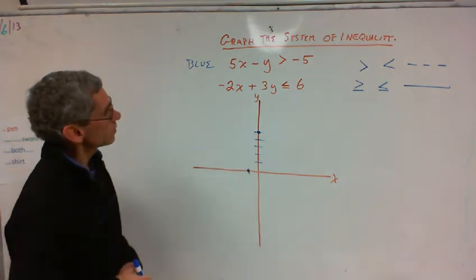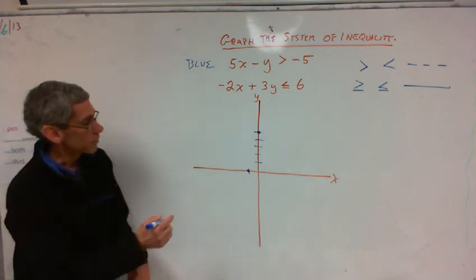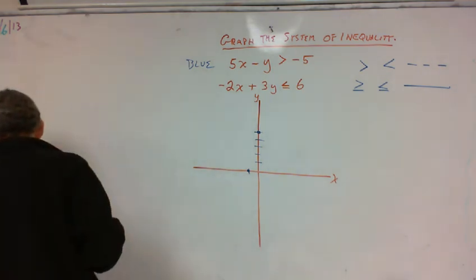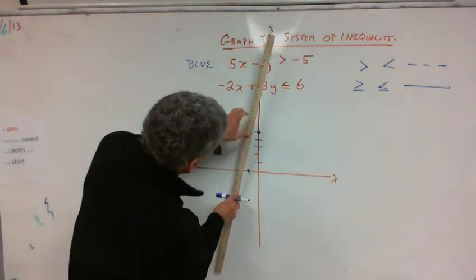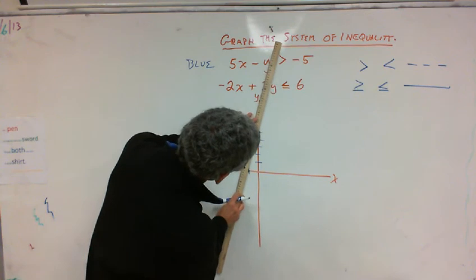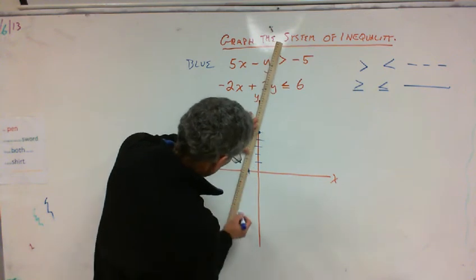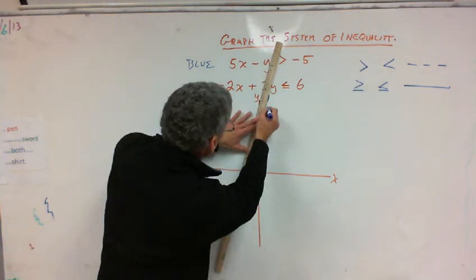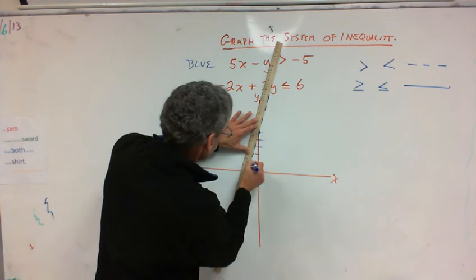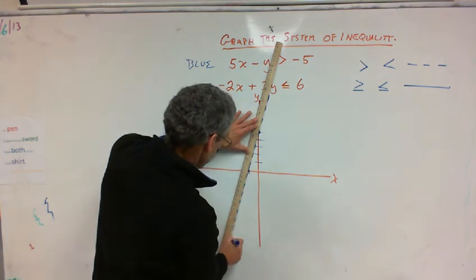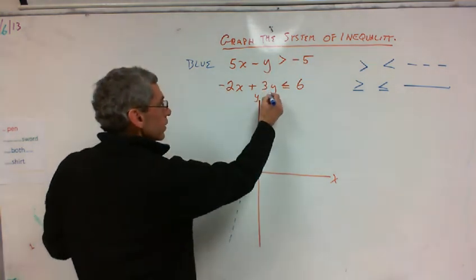Now, is it going to be a dashed line or a solid line? Dash. So I'm going to, oh, I have a ruler today. Oh my. This is great. So it's going to be a dashed line. So here we go. All right, and this line goes on forever and ever.